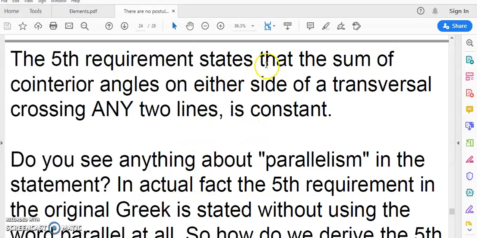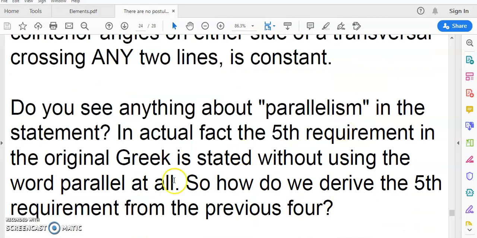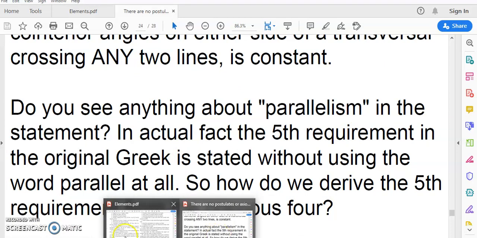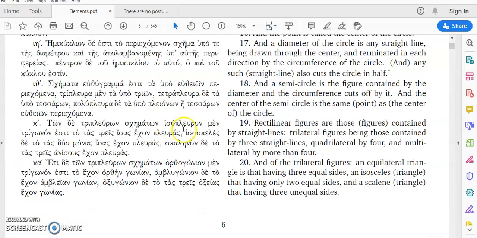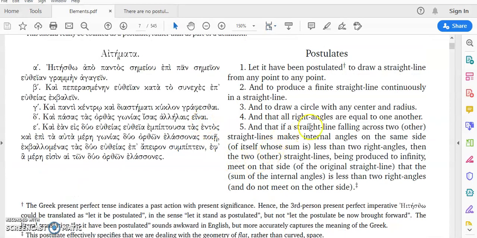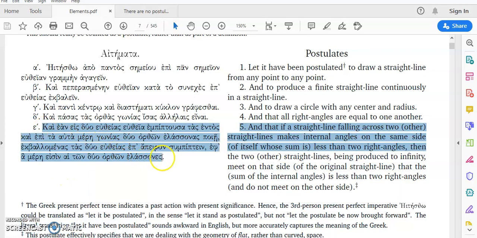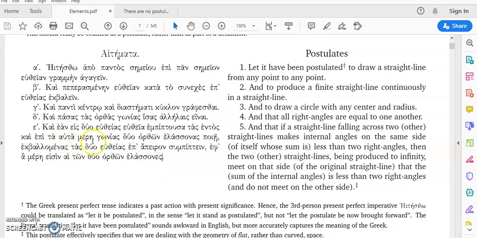And the first requirement states, by the way, that the sum of cointerior angles on either side of a transversal crossing any two lines is constant. That is what the fifth requirement states. It says nothing about parallelism. And if you look at Euclid's Elements, the fifth requirement is stated over here, and it says, and if a straight line falling across two straight lines, etc. But nothing in there about parallel lines, and also in the Greek, there is no mention of parallel lines. The Greek is on the left-hand side here.